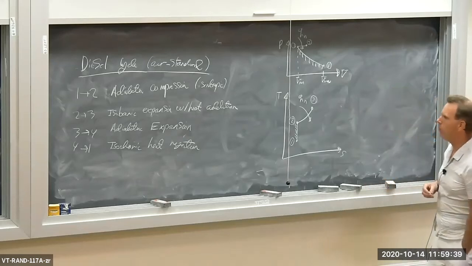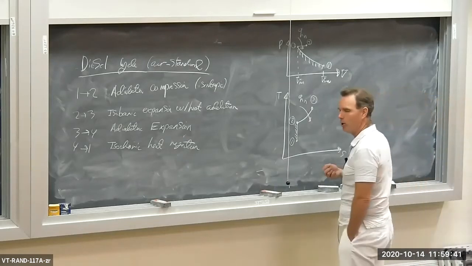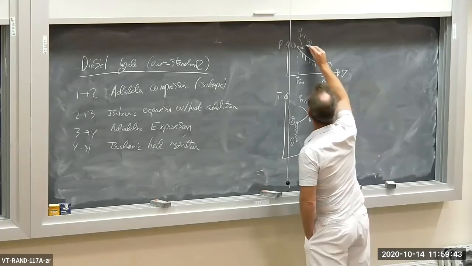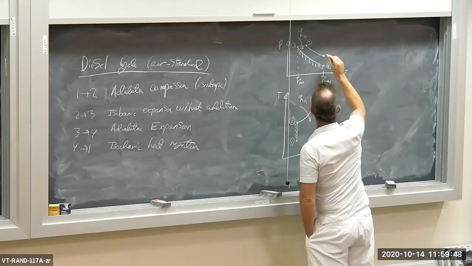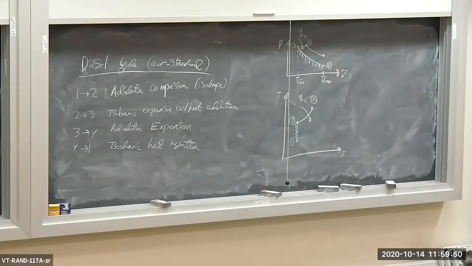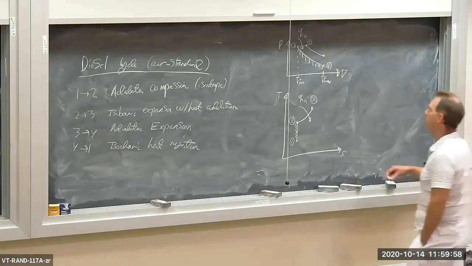Then from 3 to 4, we have adiabatic expansion. We turn off the heat addition, and we allow the products of combustion, or the hot air, to expand out to state 4, and we allow it to occur adiabatically.